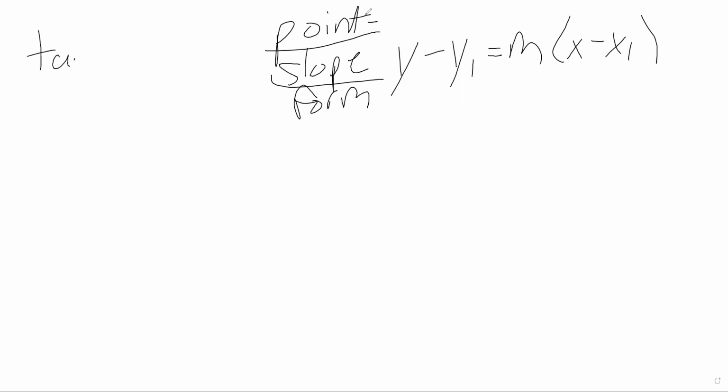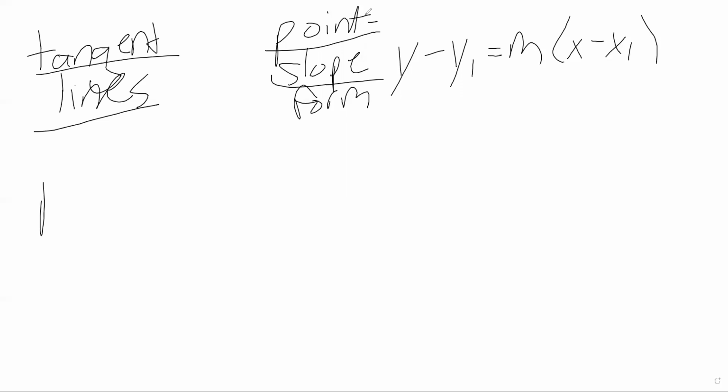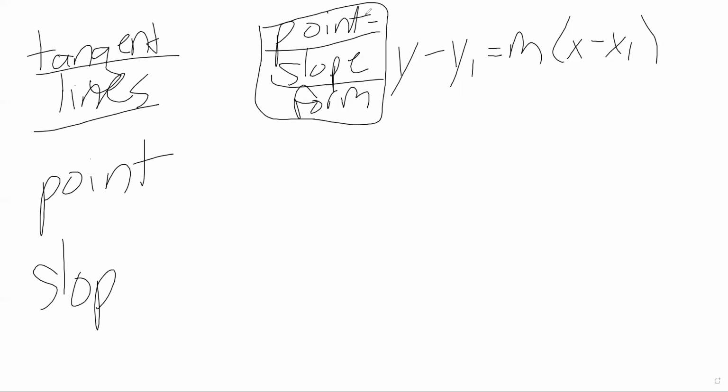So I'm just going to write the topic here. Tangent lines. In order to find a tangent line, you need two things: the point and a slope. Kind of given away by this name here, point slope form. And I can't emphasize this enough: in order to do any of these problems, you have to memorize this equation.